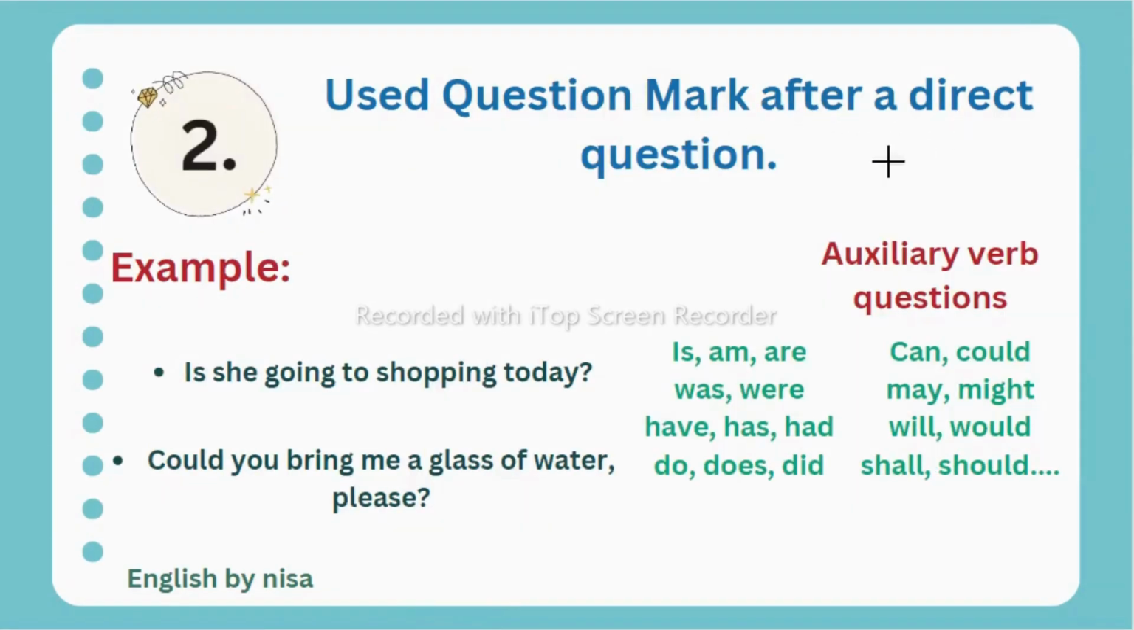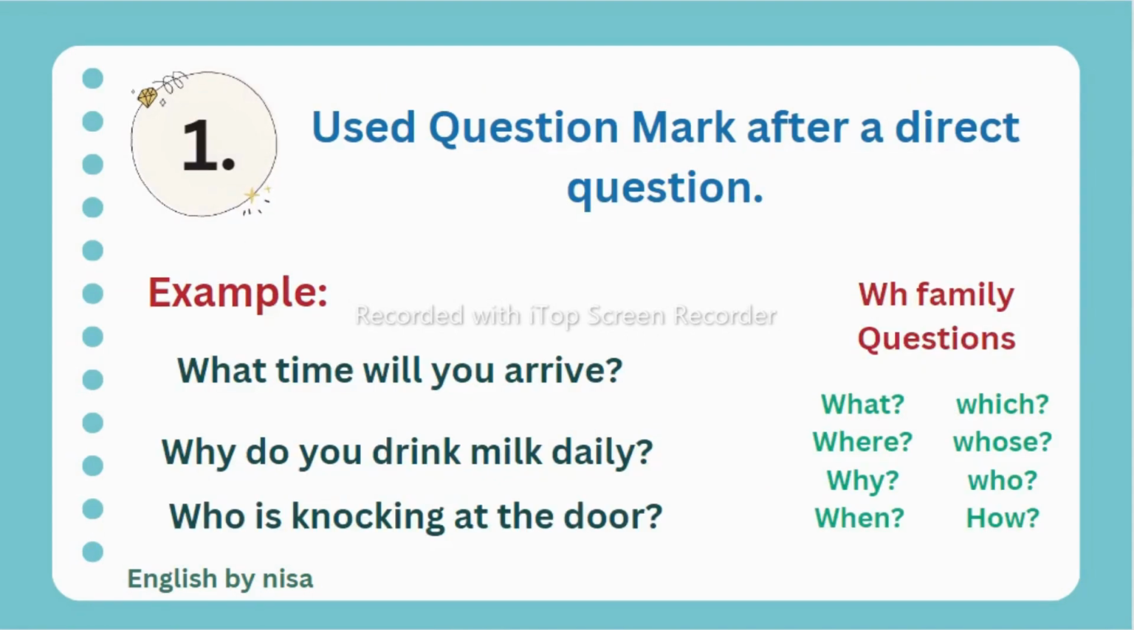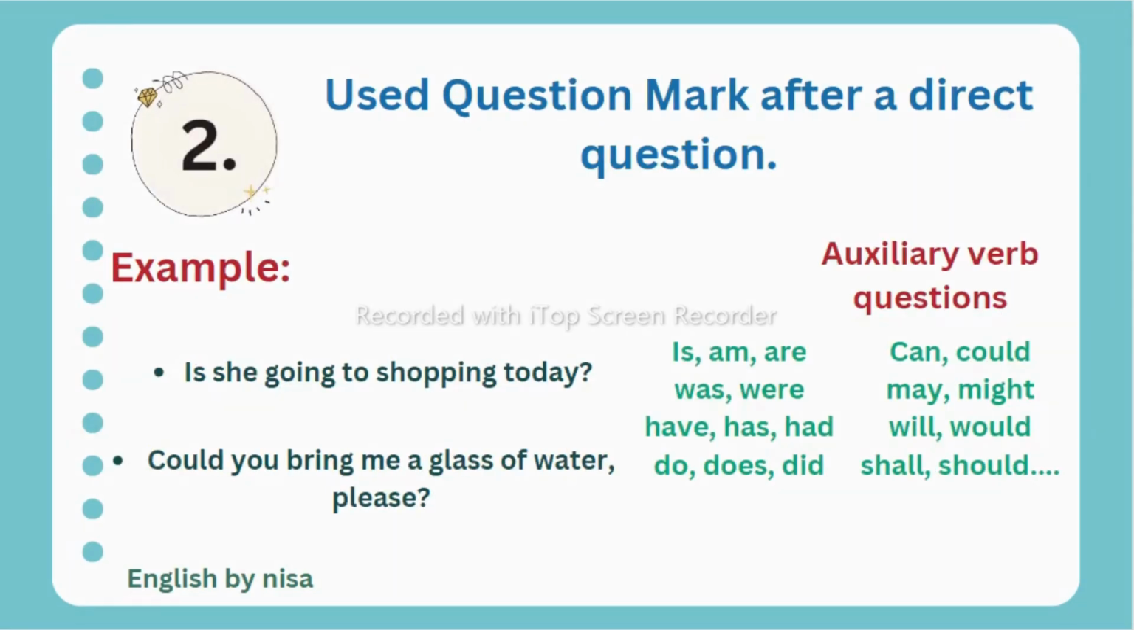Question mark after a direct question, but when you are getting the direct question with an auxiliary verb. So just now we have seen that if you are getting a direct question with WH family, then you have to put a question mark. Then again, if you are getting a question from this auxiliary verb, which is a helping verb, like this is, am, are, was, were, have, has, had, do, does, did, and these all modals can, could, may, might. So if you are getting a question from these words also, then you have to put a question mark over there.